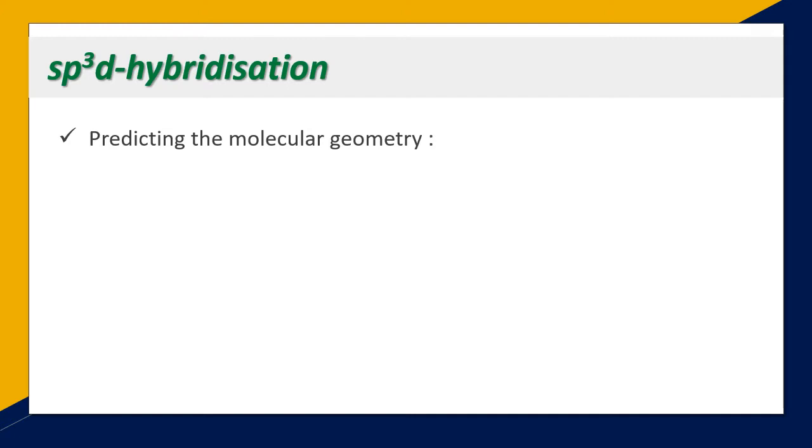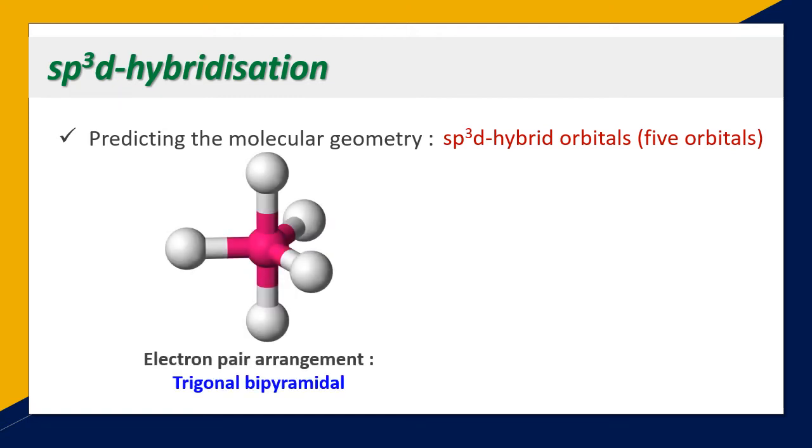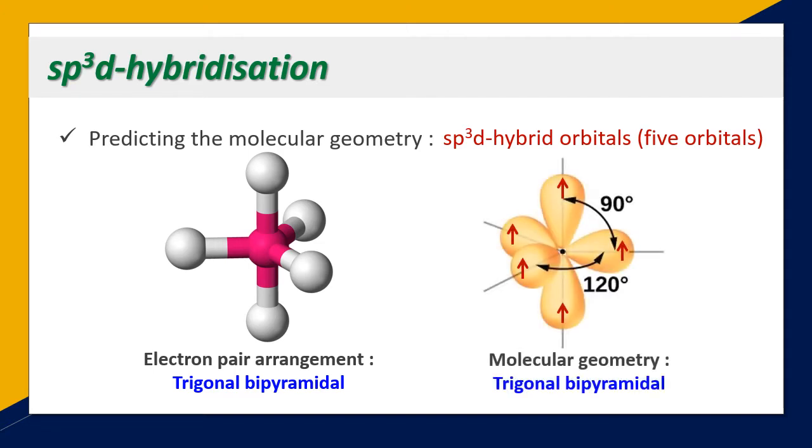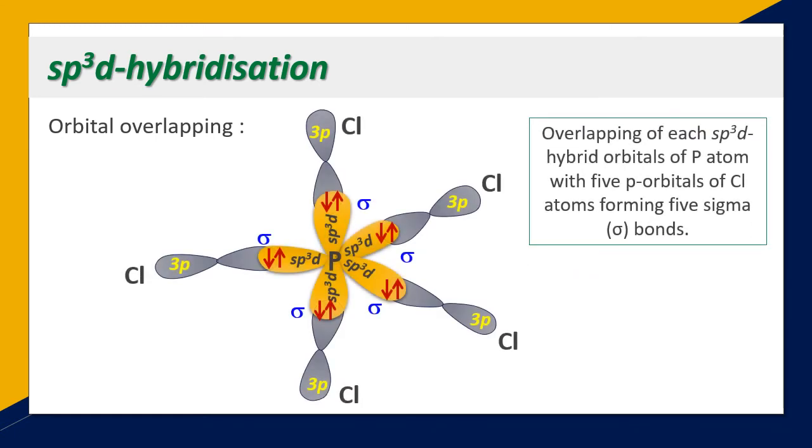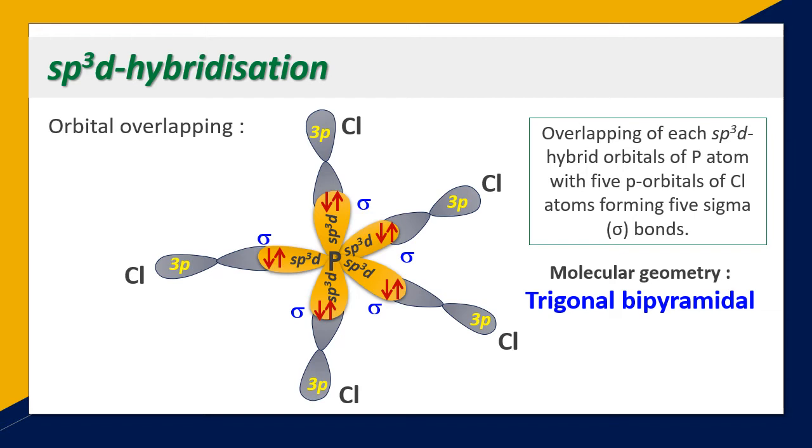To determine the molecular geometry of a molecule, we can consider the repulsion of the 5 sp³d hybrid orbitals. They are arranged in a trigonal bipyramidal. Since each of the orbitals consists of bonding pairs, the molecular geometry obtained is trigonal bipyramidal. Overlapping of each sp³d hybrid orbital of the phosphorus atom with 5 p orbitals of chlorine atoms forms 5 sigma bonds. The molecular geometry obtained is trigonal bipyramidal with bond angles of 90 degrees and 120 degrees.